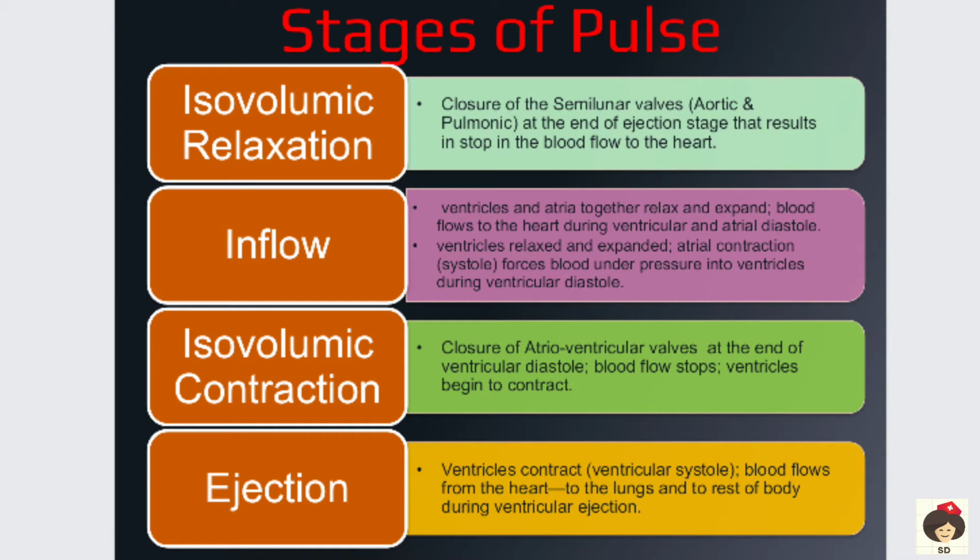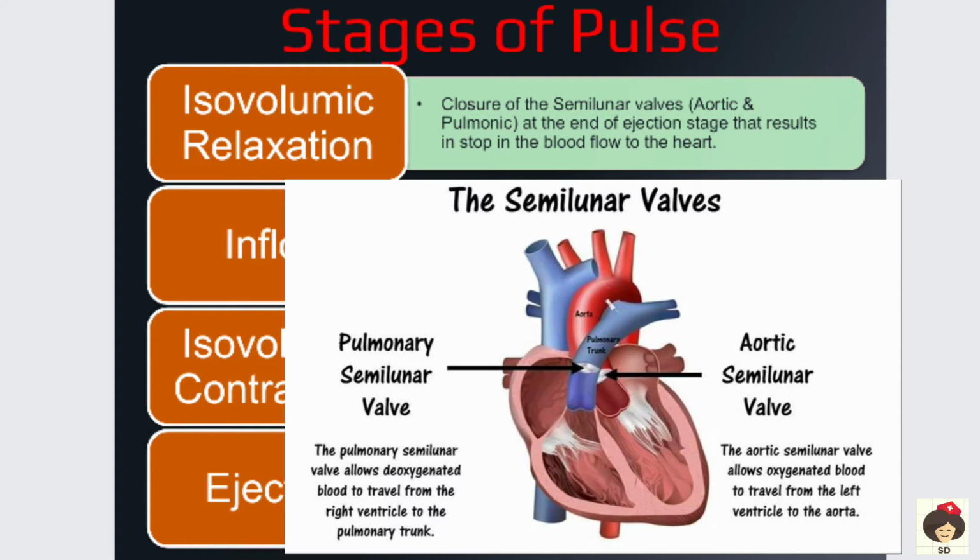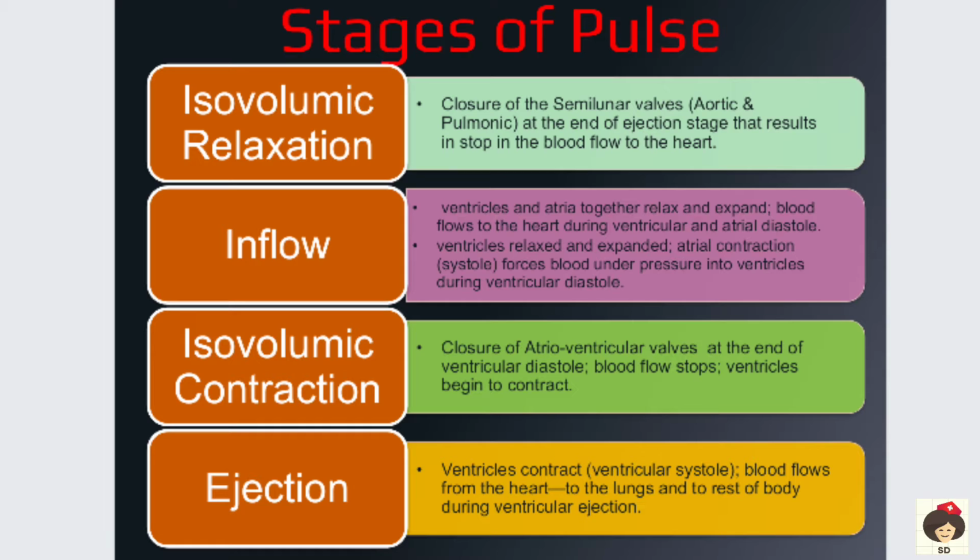And coming to the physiology of the pulse, before going to physiology we have to understand the stages of pulse. There are four stages. First one is isovolumic relaxation. This stage occurs when the semilunar valves close. That means once the blood has gone from the ventricles to the aorta and the pulmonary artery, the semilunar valves, which are nothing but the aortic valve and the pulmonic valve, will close. That is, from the arteries there won't be backflow of blood to the heart. That is called isovolumic relaxation.